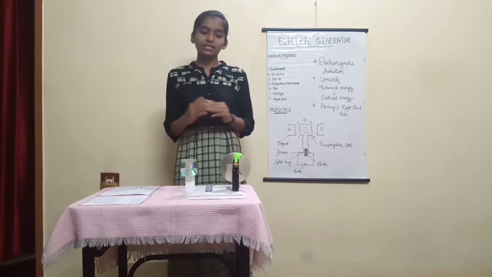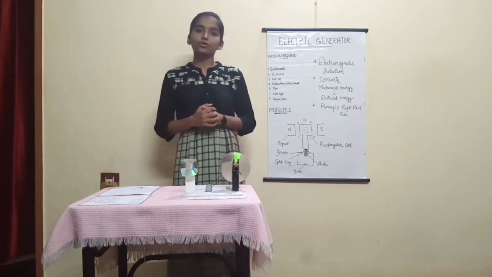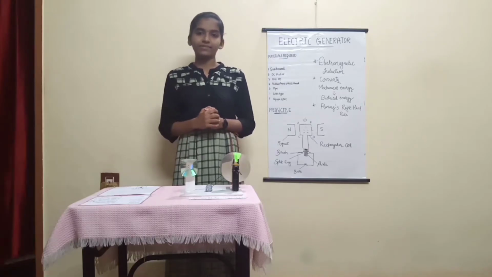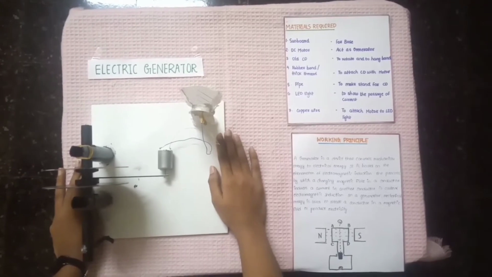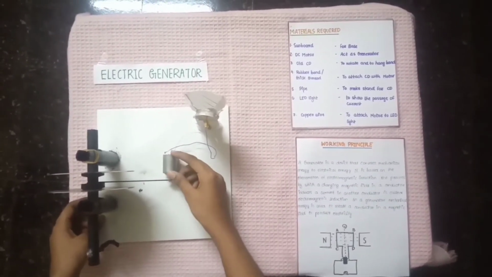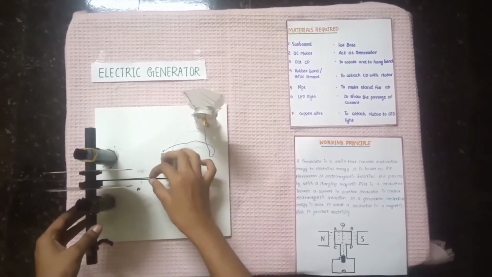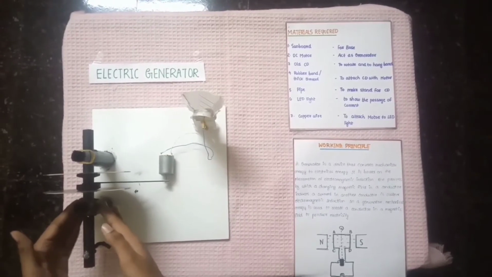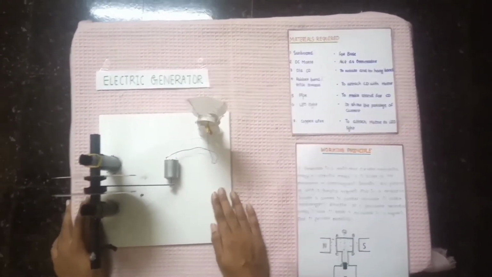Now I am here to present about the working model of electric generator which I have made. So let's move on to the detailed explanation of this model. This is the working model of electric generator and the materials required for this are sunboard, DC motor, old CD, rubber band, pipe, LED light and copper wire.